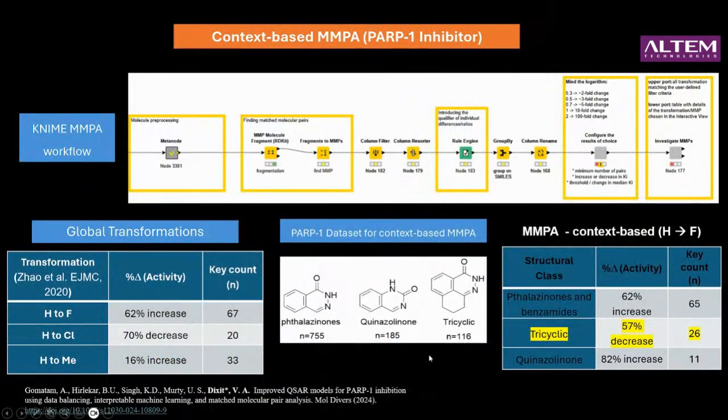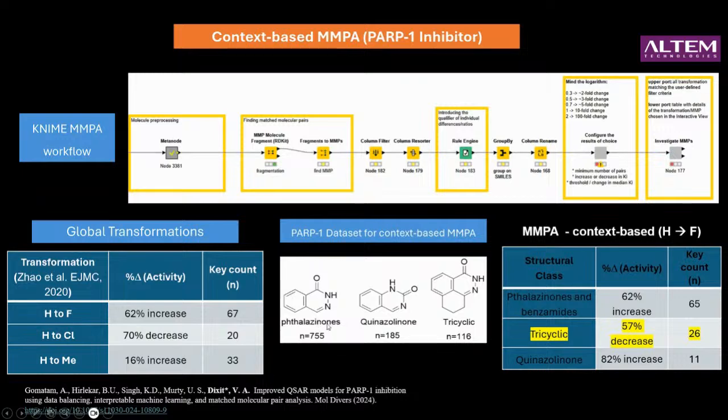Therefore, recently in one of our studies, we have done context-based matched molecular pair analysis on the PARP1 inhibitor dataset. KNIME Analytics Platform was used extensively for developing this workflow. I won't go into the details of this workflow in the interest of time, but to summarize the results, we found that it is important to separate the actives and non-active compounds based on the scaffolds which they represent.